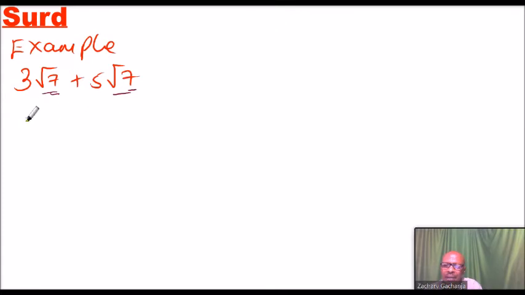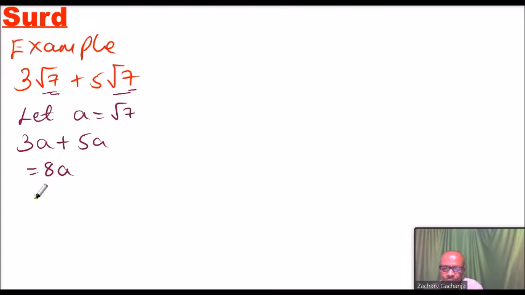Just to show you, as we did the first one, let A equal root 7. So we have 3A plus 5A, and when you add 3A plus 5A, that gives you 8A. We said A is root 7, so this is equal to 8 root 7. I hope you have understood.